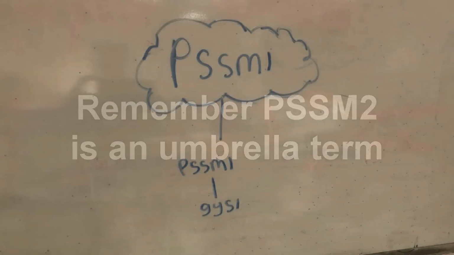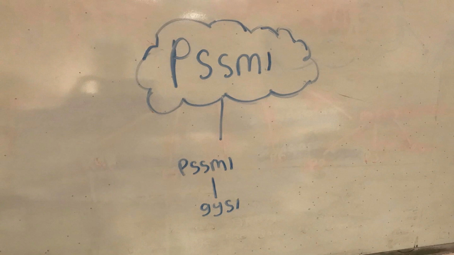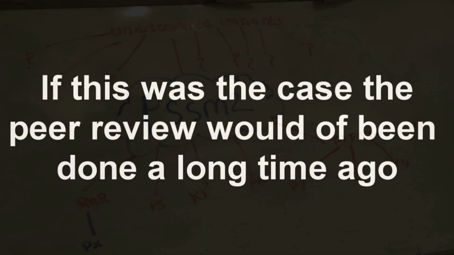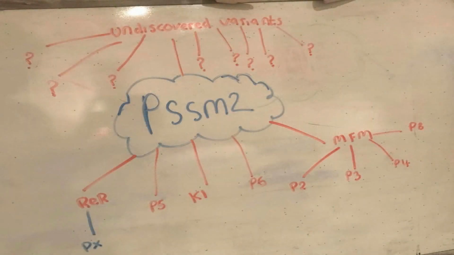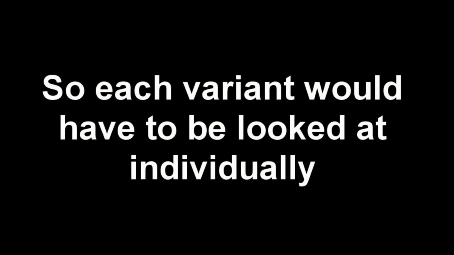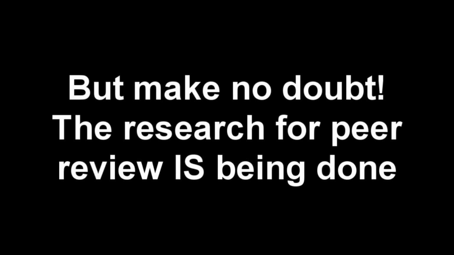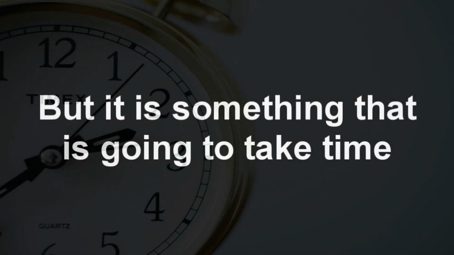Remember, PSSM2 is an umbrella term. It isn't just one single muscle disease like PSSM1. If this was the case, the peer review would have been done a long time ago. PSSM2 covers a range of muscle diseases, including MFM and RHR. It already has 6 different variants, with more being discovered, so each variant would have to be looked at individually. This is an epic task for scientists, but make no doubt, the research for peer review is being done. But it's something that is going to take time.